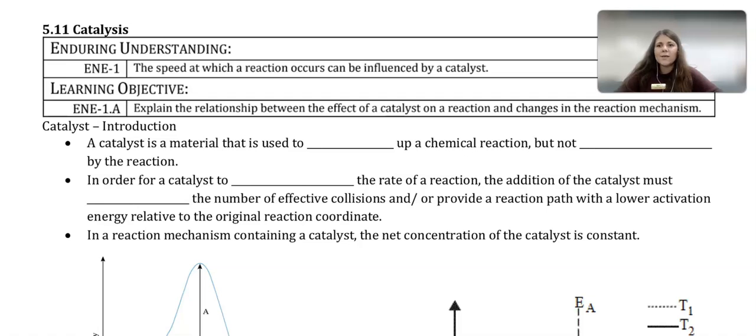In this lesson, we're going to look at 5.11. We're going to be looking at catalysts. So the learning objective states that we should be able to explain the relationship between the effect of a catalyst on a reaction and the changes in the reaction mechanism.